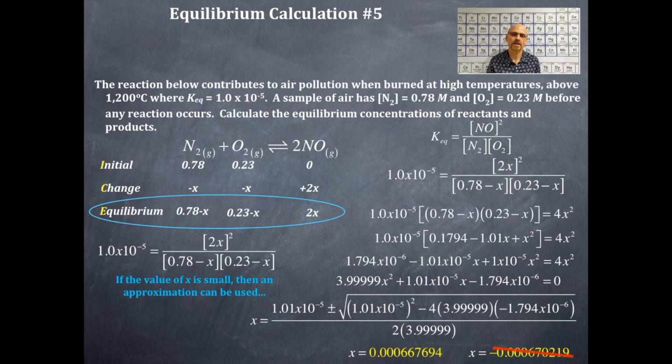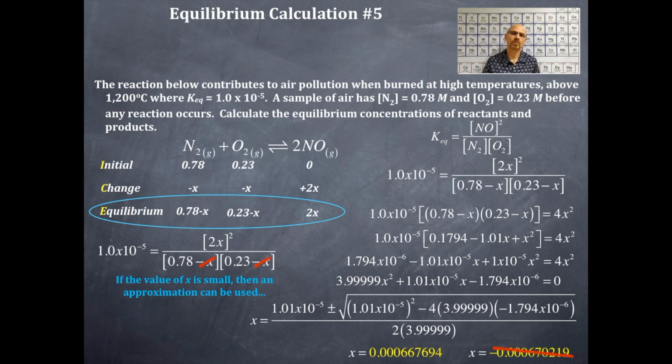So follow this concept. I got 0.78 minus x. Let's pretend that x is really, really small. If x is really, really small, then 0.78 minus whatever that x value is going to equal 0.78. If that is the case, I'm going to get rid of the minus x term because x is so small that it doesn't affect the value of 0.78. Then I'm going to ask myself the same question. If 0.23 minus x, and the x is so small that it doesn't affect the 0.23, I'm going to get rid of the minus x term.